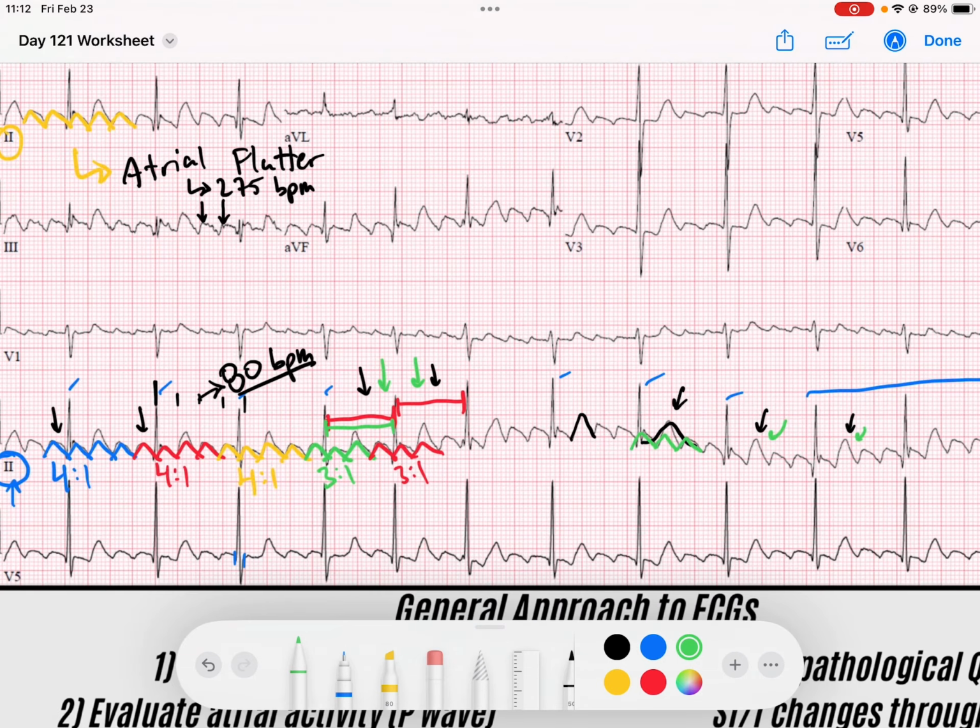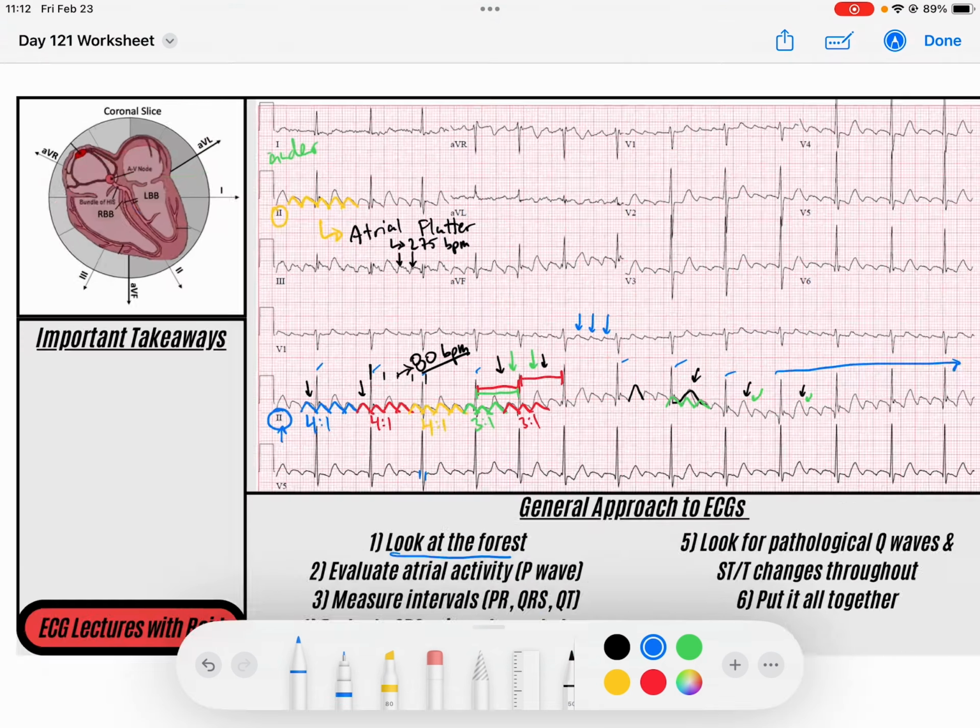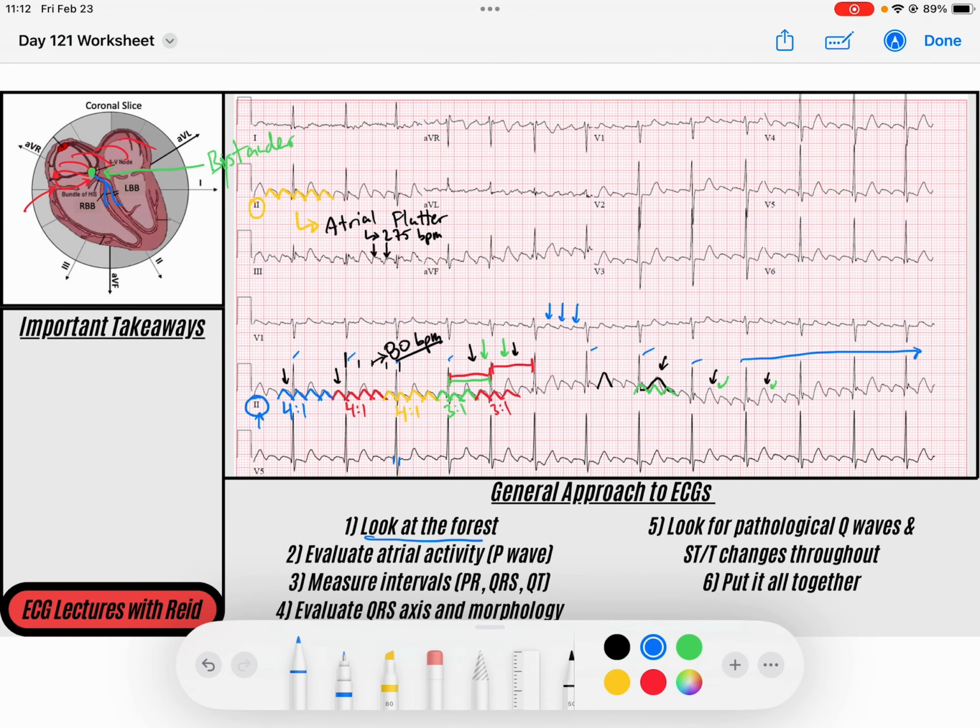And you can use other leads, right? You can use V1 here. You can see nice sharp flutter waves in V1, right? So we've got an atrial flutter with 4-to-1 and 3-to-1 conduction, so we would call this maybe variable conduction. It's not the exact same every time. So now let's continue down our algorithm.